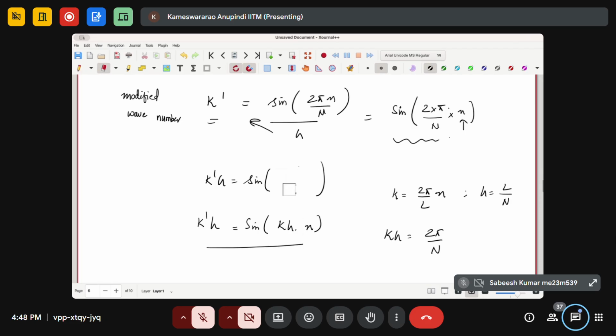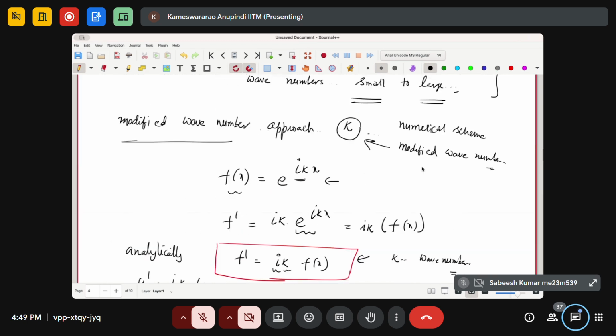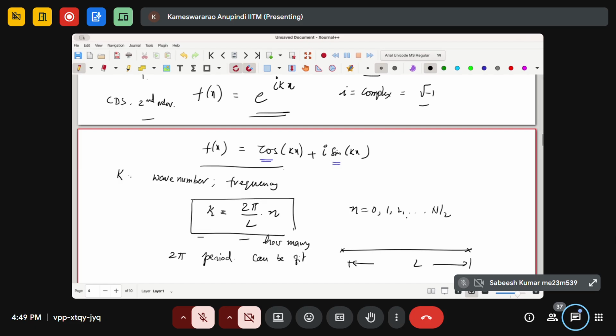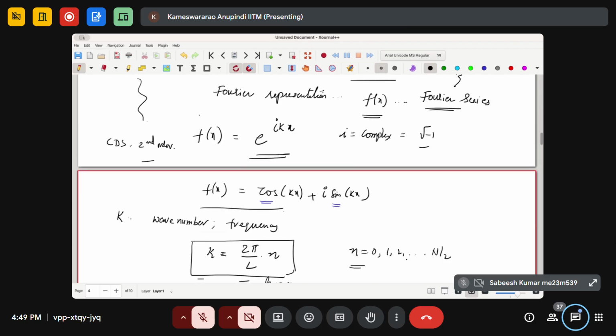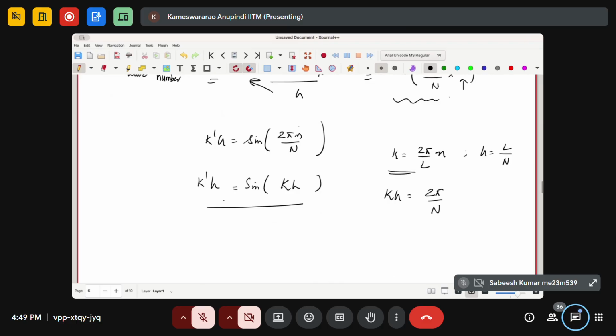So my 2 pi n by capital N is nothing but my k times h. I have defined k equals 2 pi by L times n, where depending on the n value, I'm getting different functions. Different functions are nothing but different e power ikx, which are different f of x. I'm looking at functions that are varying slowly for small values of k, and functions that are varying rapidly for large values of k. So what we got is essentially k prime h equals sine of kh.